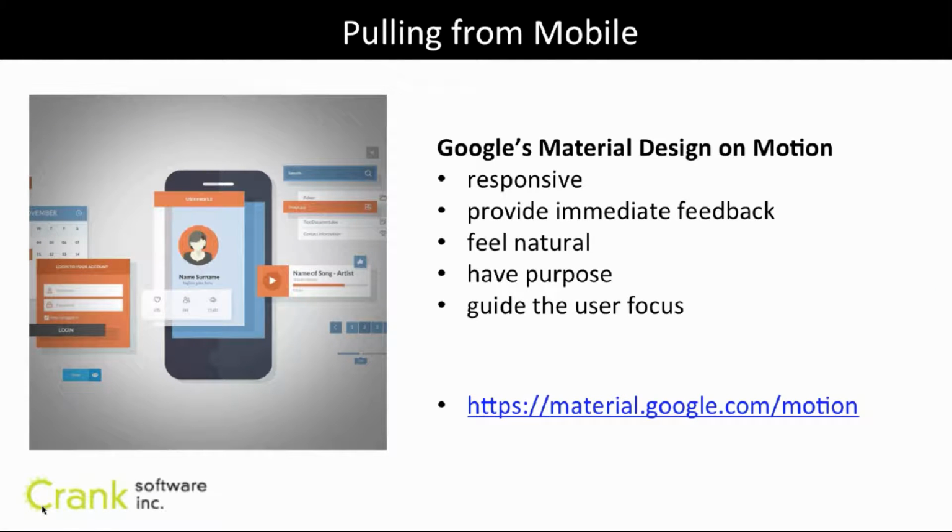But one of the nice things about the cell phone or mobile industry leading this push for motion and animations in UIs is that they're also creating standards at the same time, and they're a great thing to pull from. And one of the good ones that we've seen recently is Google's Material Design.